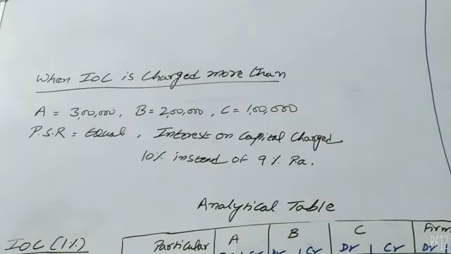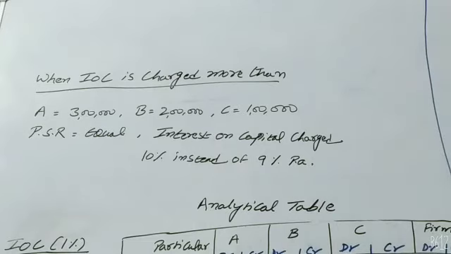Let's take another case, that is when interest on capital is charged more. Now in this case there is no omission of interest on capital, but the mistake is that we have charged more interest on capital as compared to what has been specified in the partnership deed.